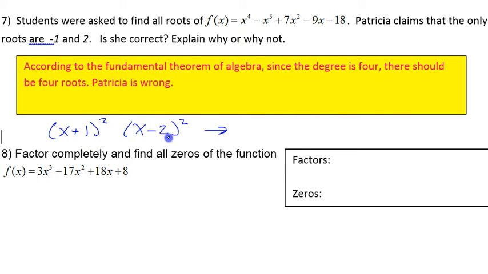Well, such a polynomial would only have 2 roots, -1 and +2. Even though the degree is 4, it's just that each of these is a double. And, you know, if we were to graph it, it would bounce twice. So, it's not necessarily true that Patricia is wrong. If you really want to be sure, you need to do synthetic division and see.